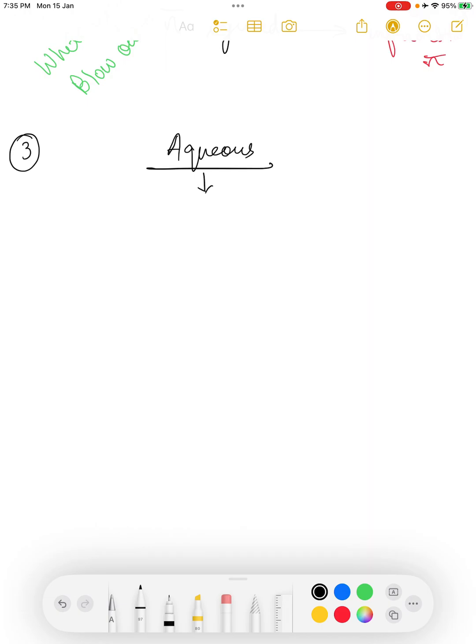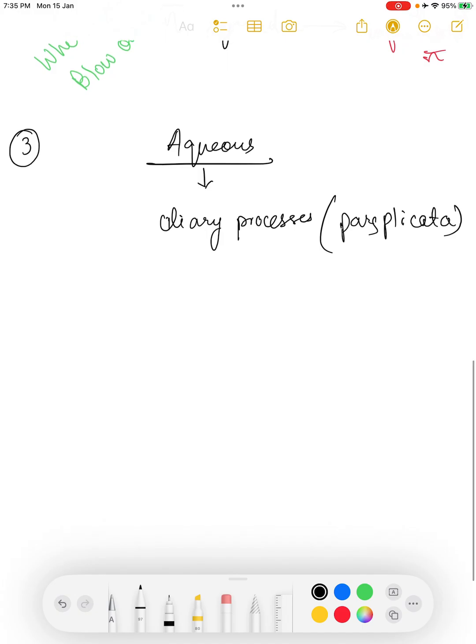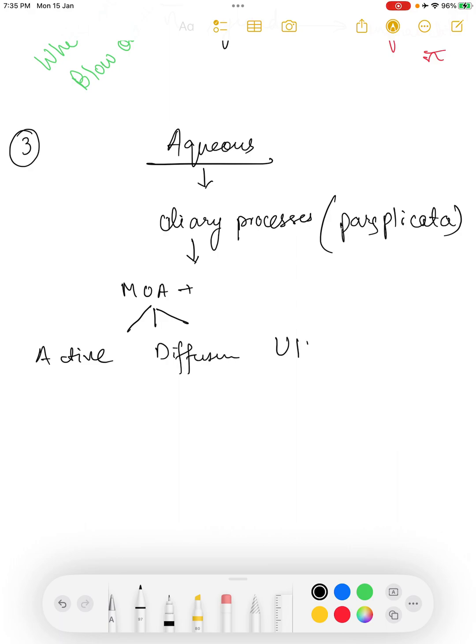Who produces it? Ciliary process. Where is it present? Pars plicata. Which is the other part? It is pars plana, which has been mentioned before. Go through the previous videos. What is the mechanism of action? 3 types: active, diffusion, ultrafiltration.